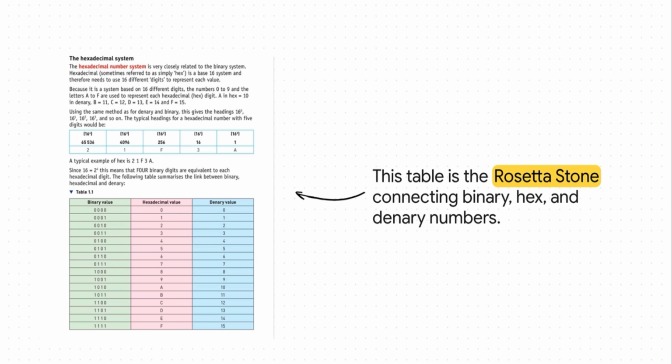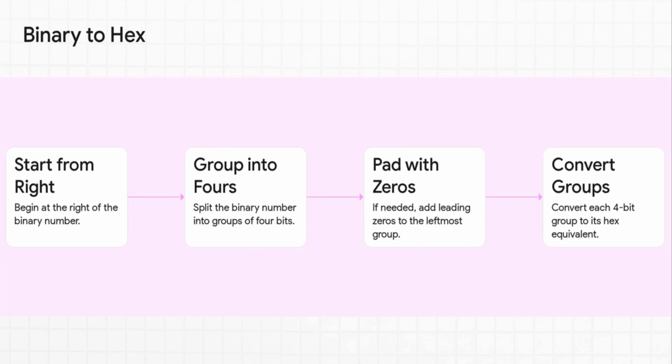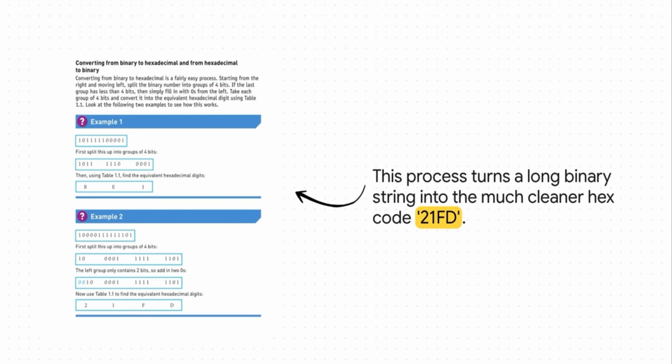This little table is the key to the whole thing. And because of that, converting a massive binary number into a much shorter hex number is incredibly easy. You literally just start from the right-hand side, break that big binary string into little chunks of 4, and then swap out each chunk for its hex symbol from that table we just saw. That is it.